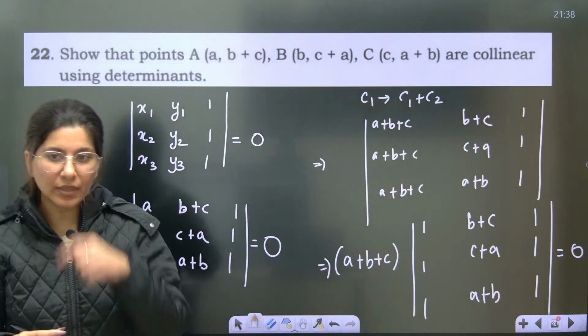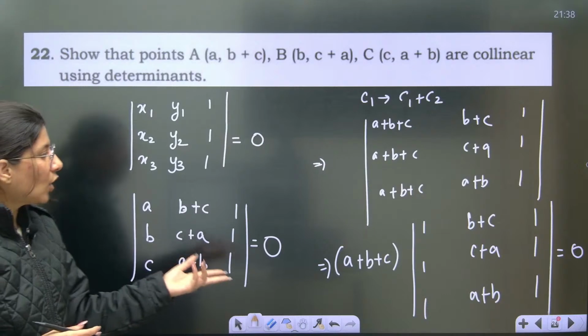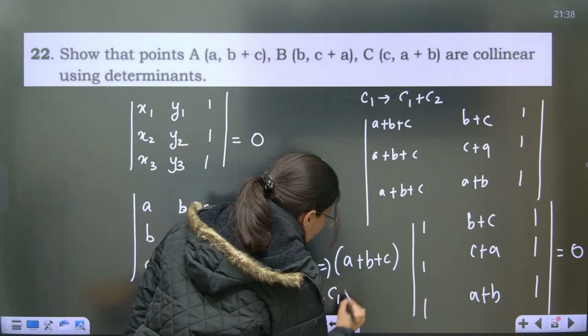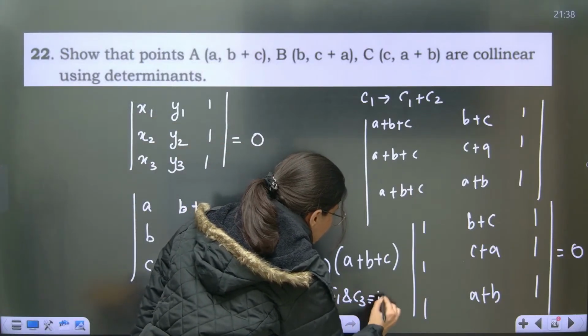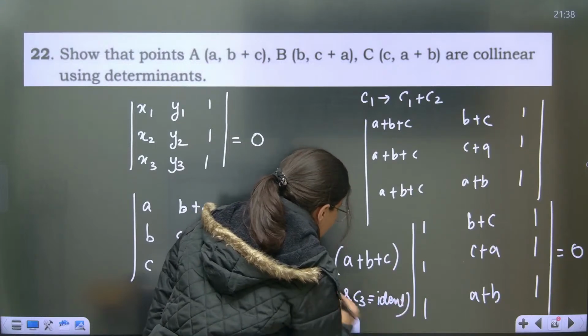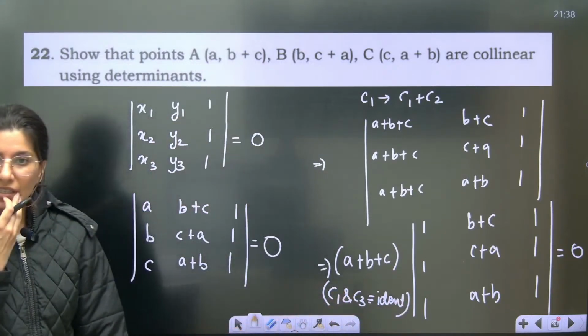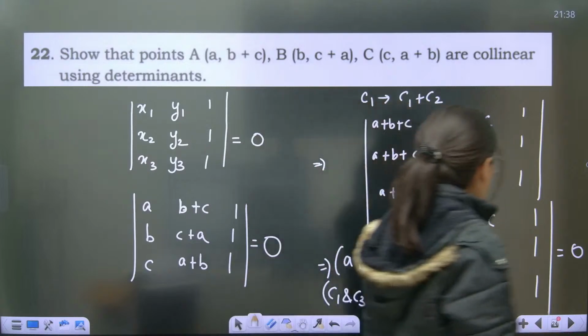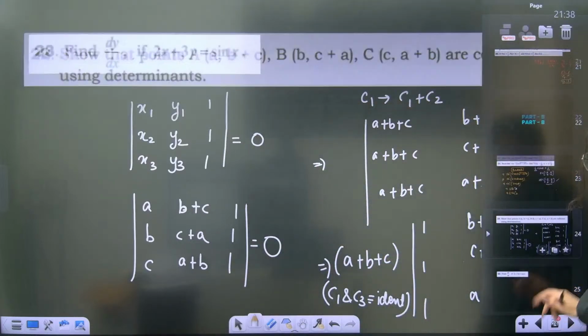You have to write it. Clearly, column 1 and column 3 are identical. Hence, the property says when 2 columns or 2 rows become identical, the whole determinant becomes 0. Hence, proved that these 3 points are collinear.